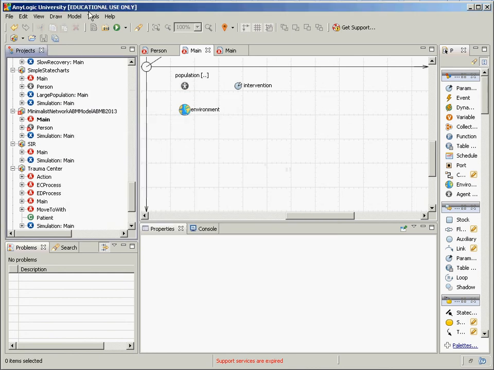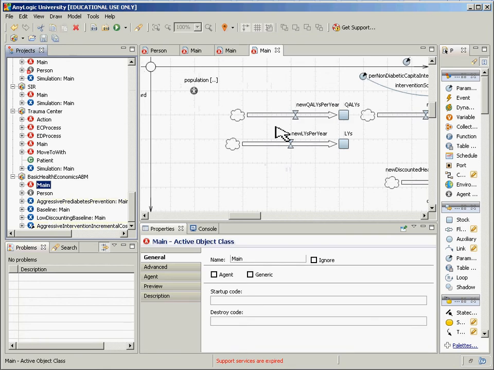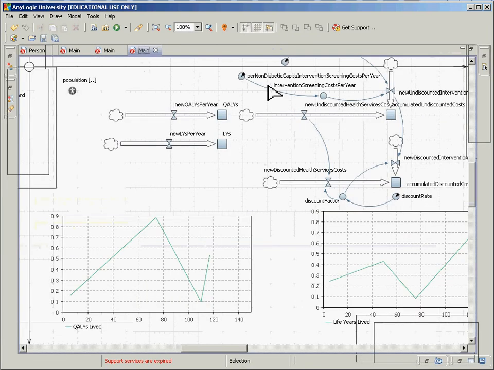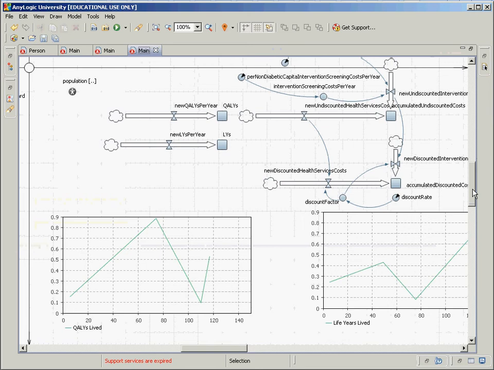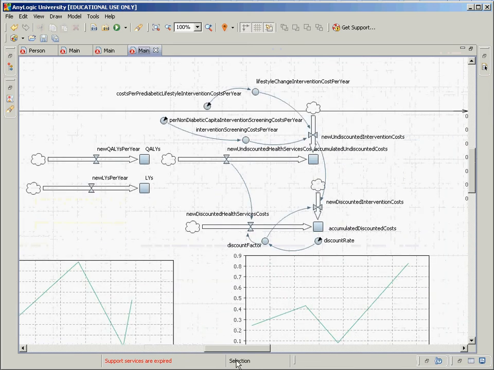This one is actually described online in my YouTube videos. One of my YouTube videos, actually several of them. But maybe we'll go take a look at this. So if we double click on main here, what we'll see is within main we have a population in a familiar fashion, but we also have stocks and flows.